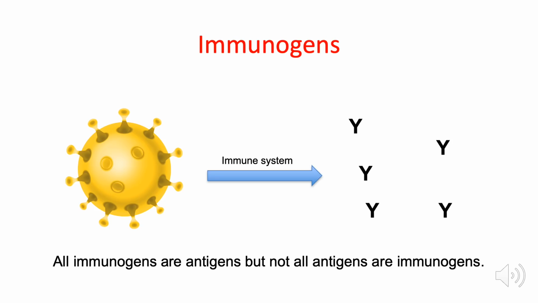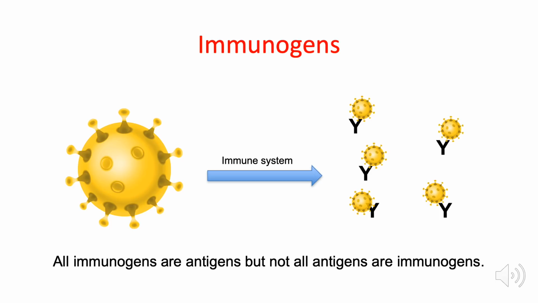Take a look at this virus and look at the substances present on its surface. These substances are immunogens because when they were introduced to the immune system, it produced antibodies. These antibodies are specific to the substances that induced their production. So expect that the substances present on the virus will bind to the antibodies produced against them. In this case, the substances present on the surface of the virus are also acting as antigens.